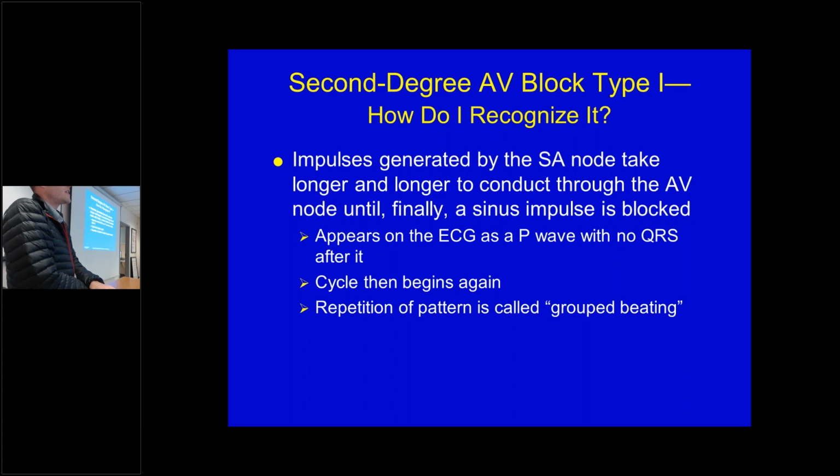So it appears on the EKG as a P wave with no QRS after it. Then the cycle begins again. Repetition of pattern is called grouped beating.